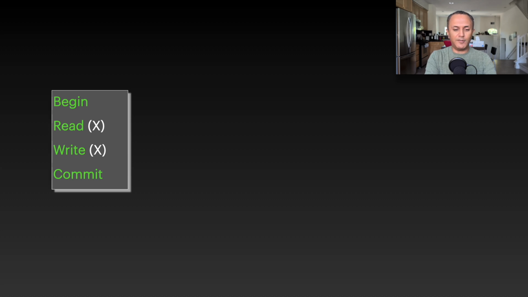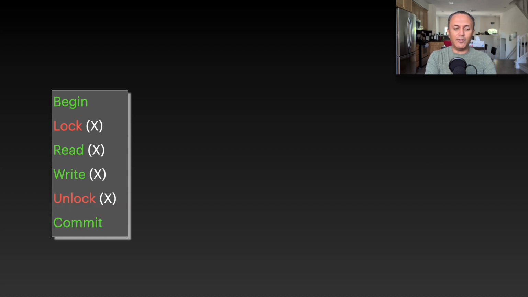One way to do this is by adding a lock X in the beginning and then unlock X at the end. So this means that this basically is the critical section for this transaction, and you put a lock at the beginning and then you release that lock at the end.